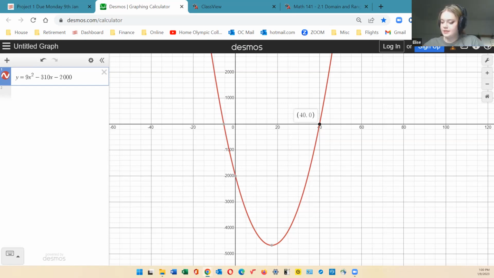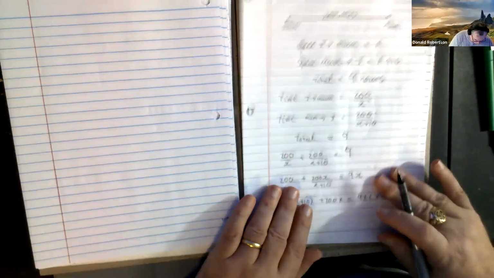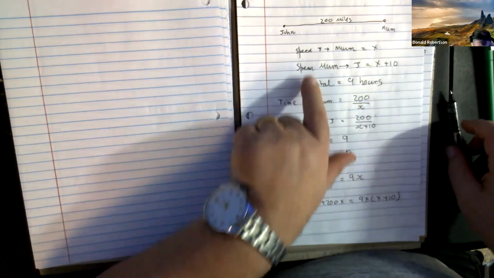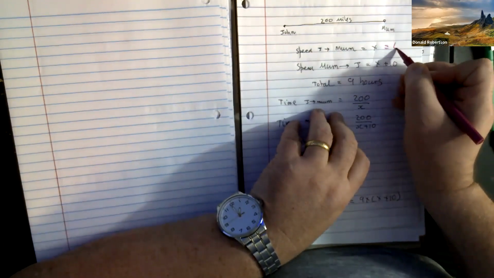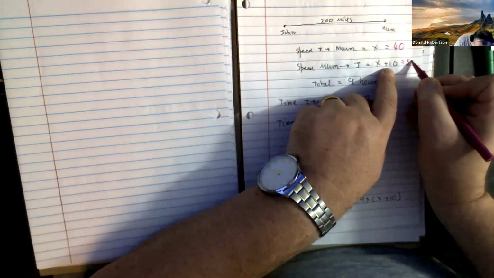Yes. Now, I'll go back just to tidy things up and finish the question off then. We know that this time here, the speed he takes to his mum is called x, so that's 40. And won't the speed coming back be 50? And doesn't that make perfect sense now?